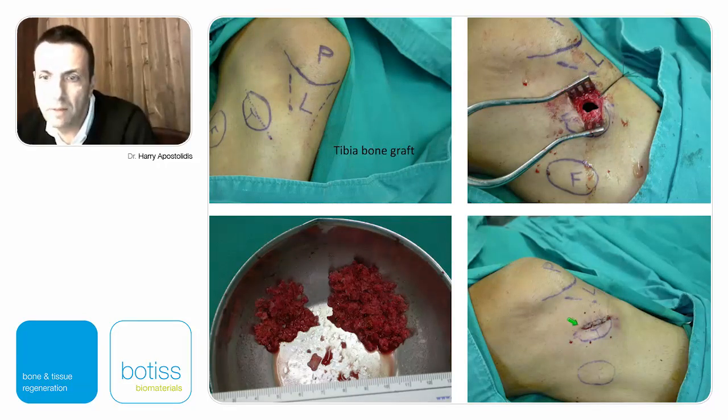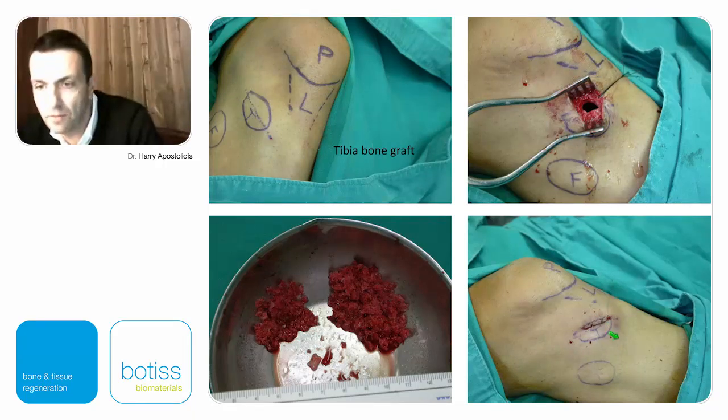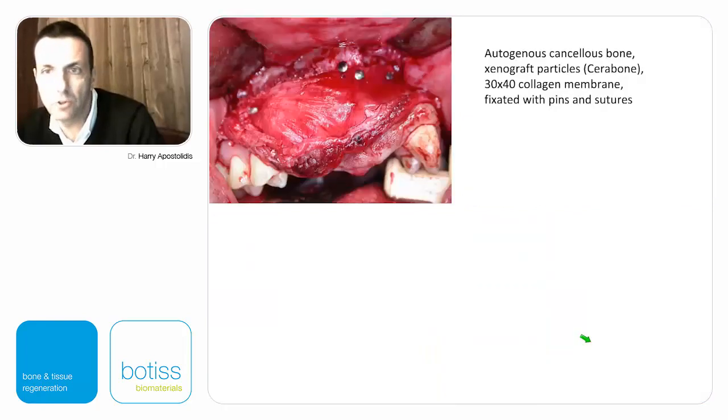We take a tibia bone graft, just a 2.5 centimeter long incision. We take a lot of bone, very, very low morbidity. Patient has a little bit of pain for about 10 days and that's it. Very, very lower morbidity than the iliac crest, of course.